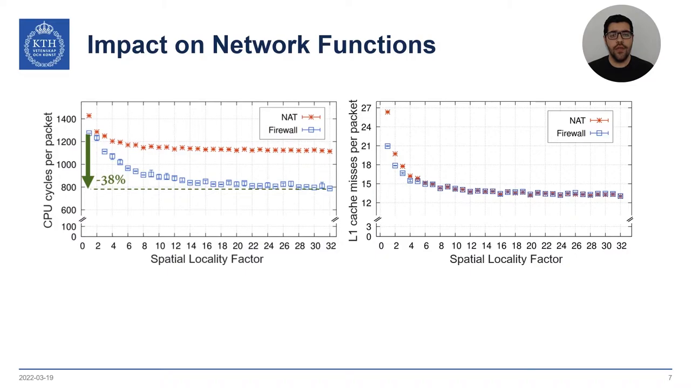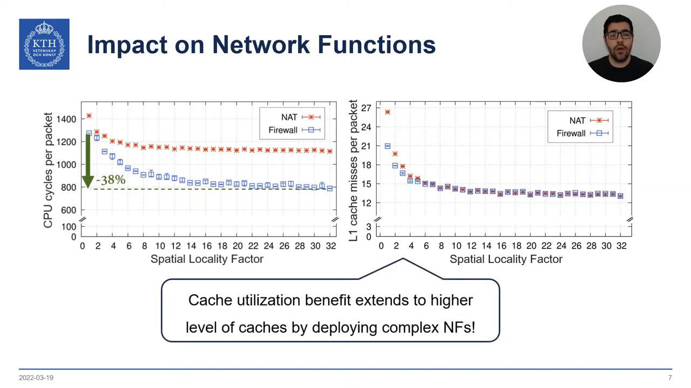If you look at the right figure, you can see that in both NAT and firewall cases, the average number of L1 cache misses per packet has decreased dramatically when we increase SLF. It is worth noting that this improvement is happening in the first level cache, and it clearly demonstrates the importance of L1 cache utilization in high-speed networking. We can also observe the effects of ordering even on higher levels of caches like L2 and LLC by deploying a memory-intensive network function like deep packet inspectors or a chain of multiple network functions on the server.